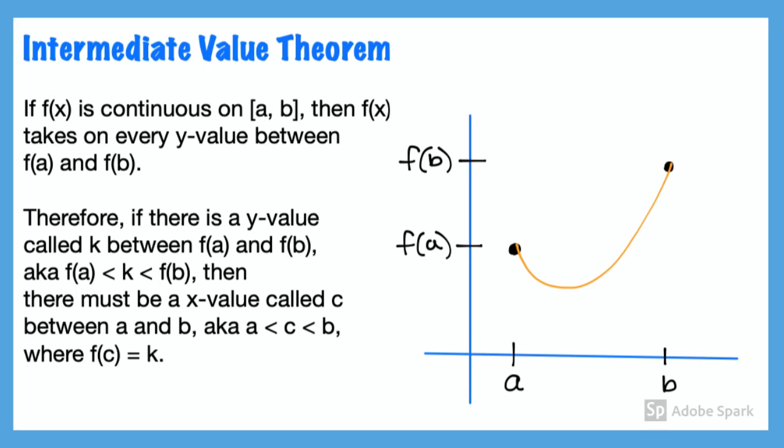once you hear the basic idea behind it, I hope you'll see that it's very intuitive. What it says is that if a function is continuous on a to b, so like my orange curve is continuous between x equals a and x equals b, then f of x, or the orange line, is going to take on every y value between f of a and f of b, or the y values for the endpoints.